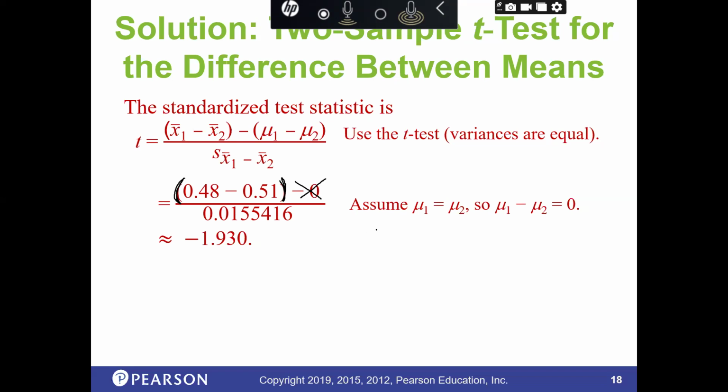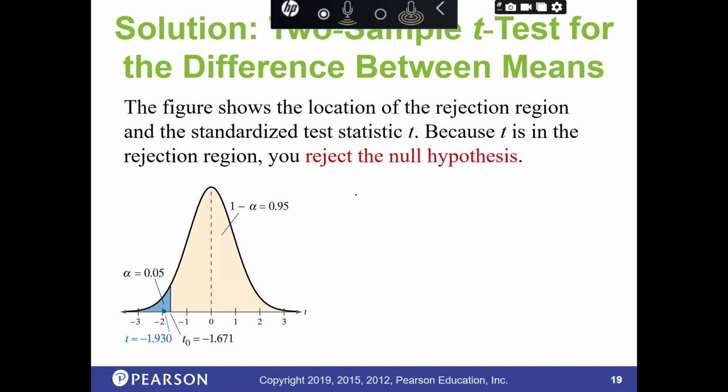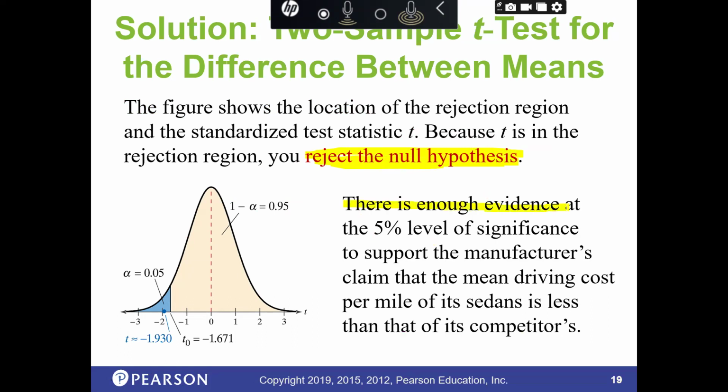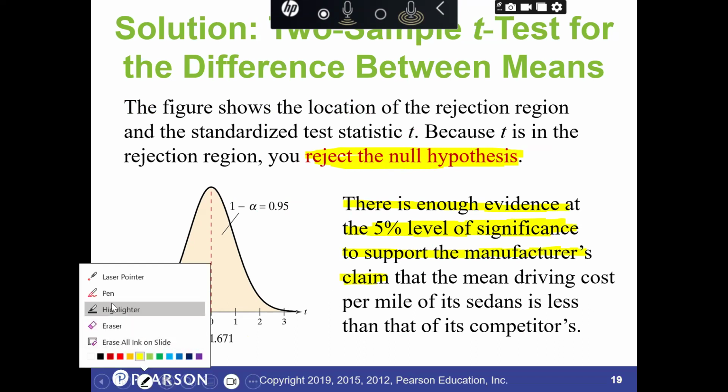Okay, and then here it is. Let's go with, do we reject it? Yeah, our critical t-value was negative 1.671, but our t-value itself was a negative 1.930. Absolutely. So we reject the null hypothesis. Perfect. Okay, so for this car manufacturer, there is enough evidence at the 5% level to support the manufacturer's claim. So yes, their sedans are actually cheaper to drive.